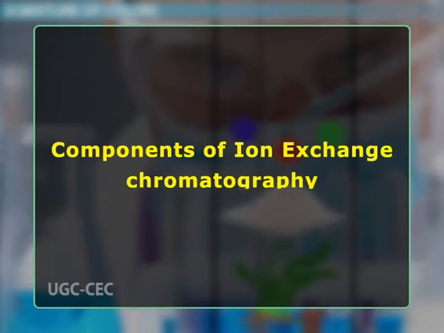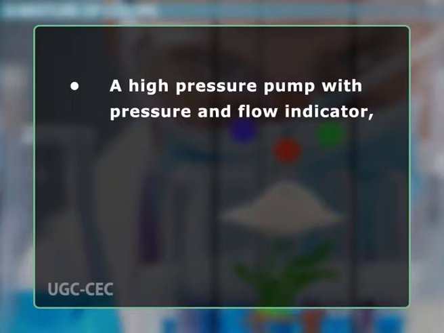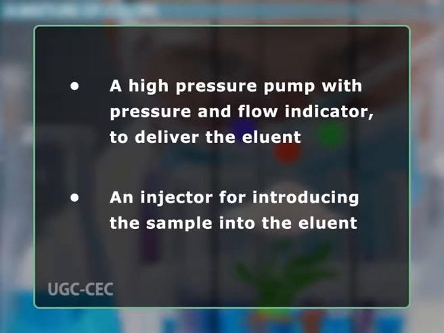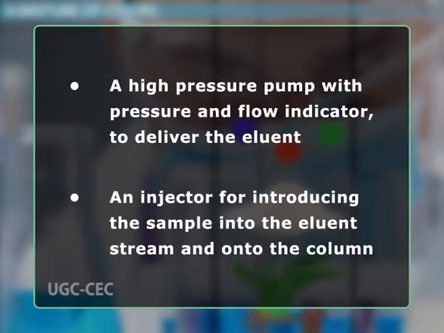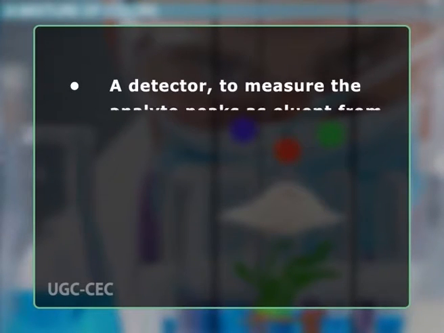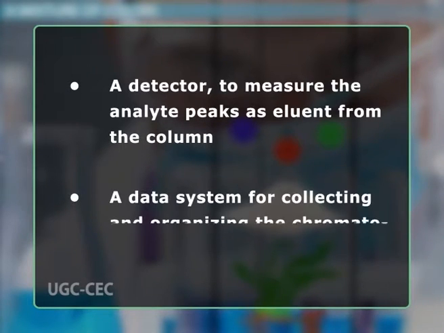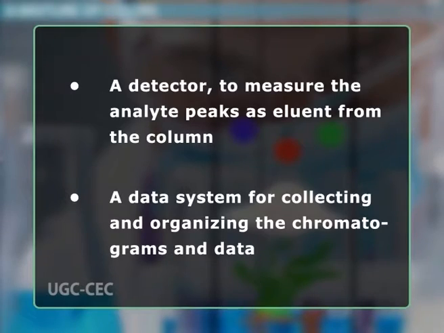Now, components of ion exchange chromatography. General components of an ion exchange chromatography system are a high pressure pump with pressure and flow indicator to deliver the eluent, an injector for introducing the sample into the eluent stream and onto the column, a column to separate the sample mixture into the individual components, an oven (optional), a detector to measure the analyte peaks as they elute from the column, and a data system for collecting and organizing the chromatograms and data.